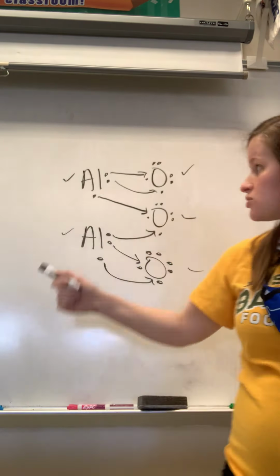Again, to me, the easiest way is just to crisscross the charges. Just crisscross the charges, and then you always want to reduce if you can. But that being said, hopefully this video is a good tutorial for you all.